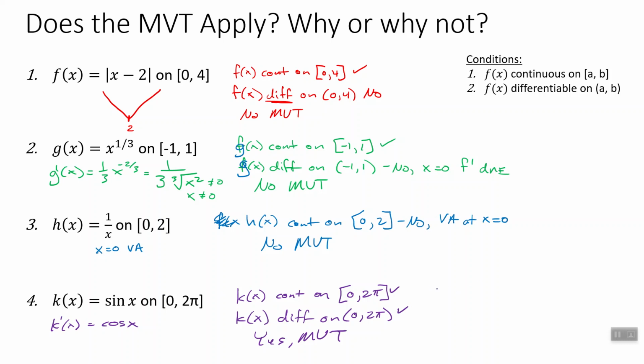All right, so we would just say that k prime of c would equal the original function at b minus the original function at a, over b minus a. This is 0. This is 0. So the top is 0. The bottom is 2 pi. So we're just saying that the derivative equals 0 somewhere. Well, the derivative, cosine of x, does equal 0. It equals 0 at pi over 2 and 3 pi over 2. So we get 2 values of c. All right.